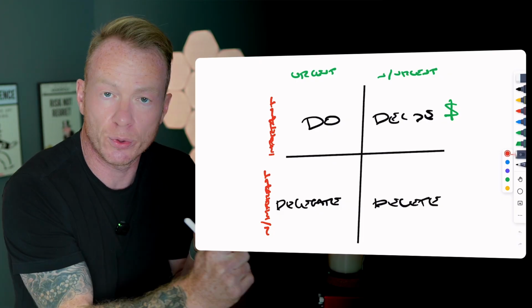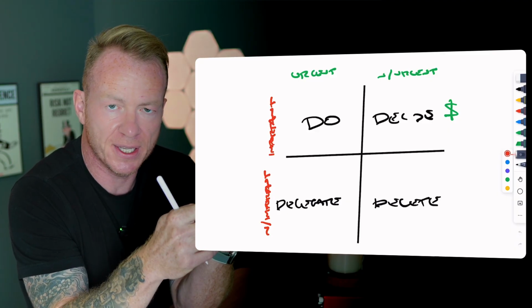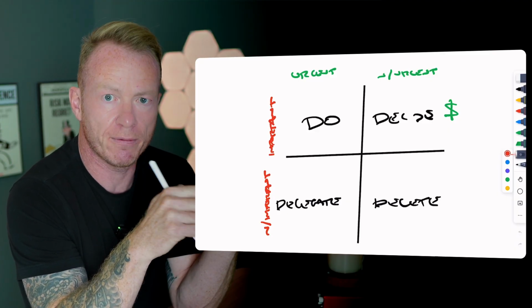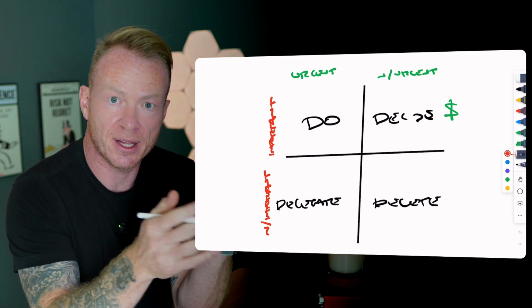This could be editing your own videos. This could be doing your own paperwork, right? If you don't have a TC and you're writing all your contracts yourself, all your addendums, all this stuff, if you're doing that, is it urgent that these things get done for the client, for the contract?